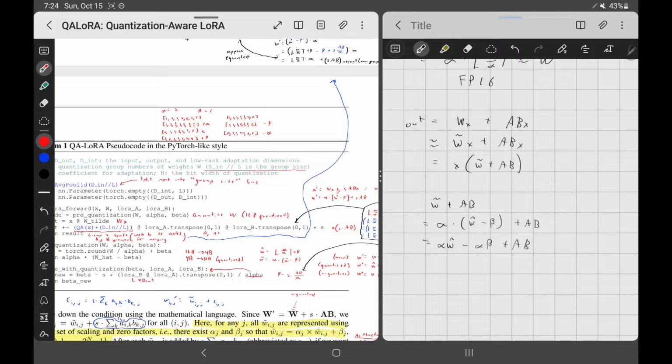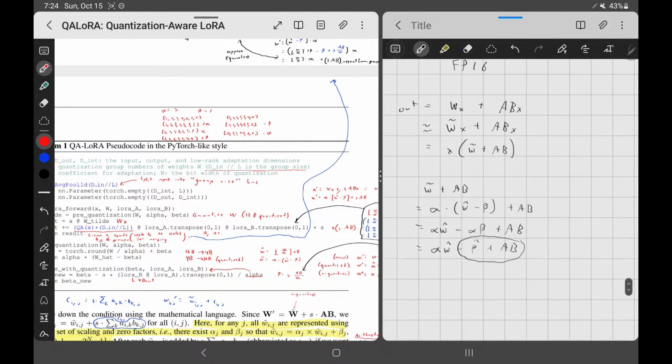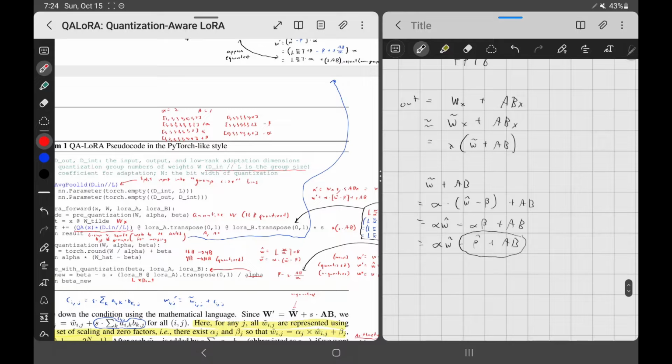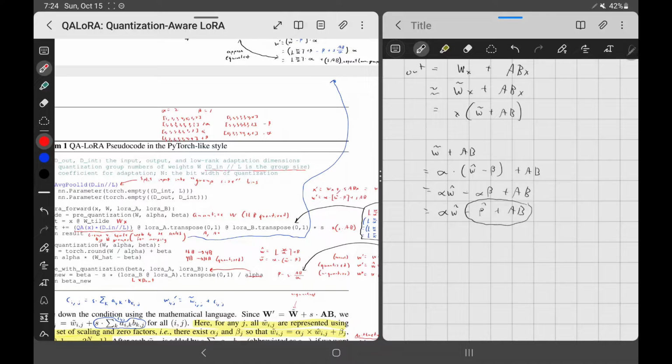Then you can look at this as alpha W hat minus, we'll call this beta hat, plus AB. And you look at this expression, you can think of this part here as just a new beta. So you combine these together. You have your original W, and you can combine these together. You can see that you can combine these together, and we'll get to why you would do that in a second.